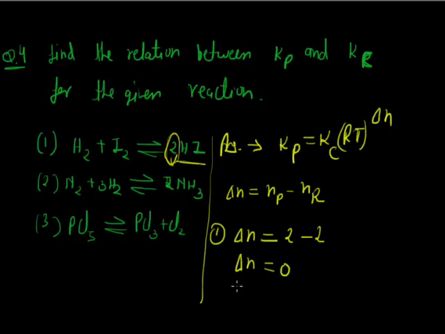Now for this reaction Kp equals Kc R to the power delta N, and the value of delta N is 0. Since we know that when the power becomes 0, then the final answer becomes 1. It means R to the power 0 equals 1. So for the first equation, Kp equals Kc.